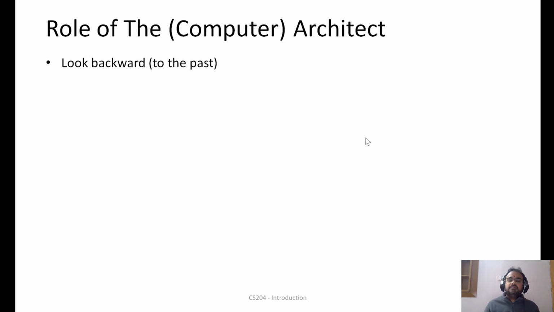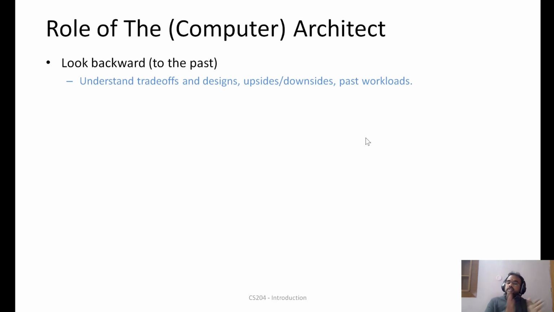What do we mean by looking backward? We have to understand the previous designs, how some particular chip was designed, what were the limitations on it, what were the limiting factors. At the same time, we also need to understand what its capabilities are and what it was meant for, meaning the past applications, also called workloads. This overall analysis of what was there previously will help us understand what needs to be done next.